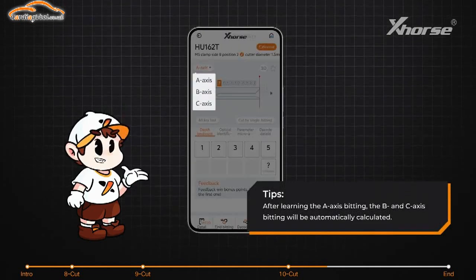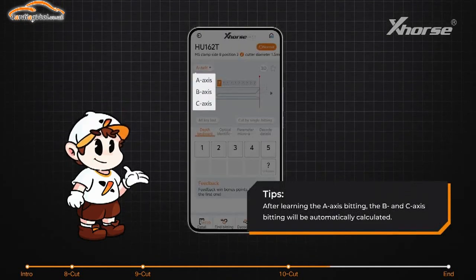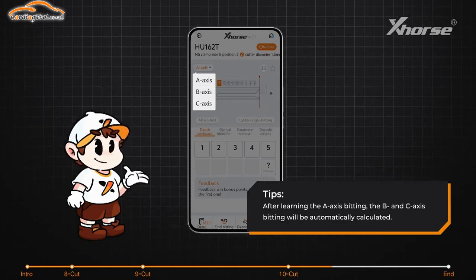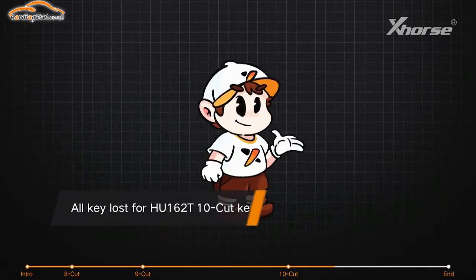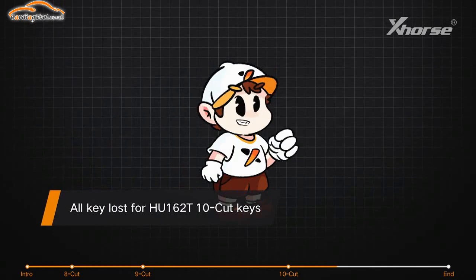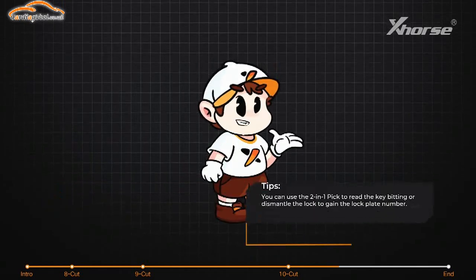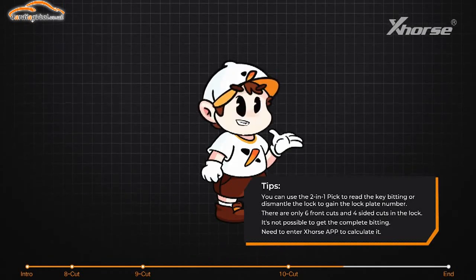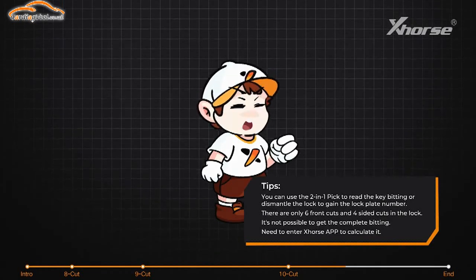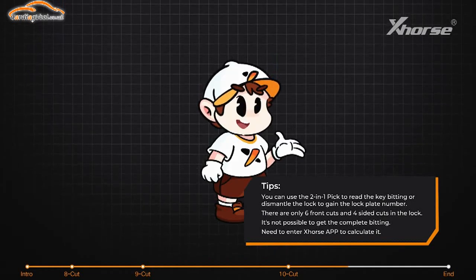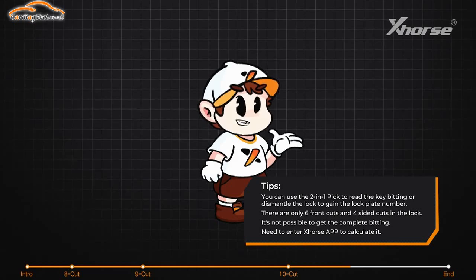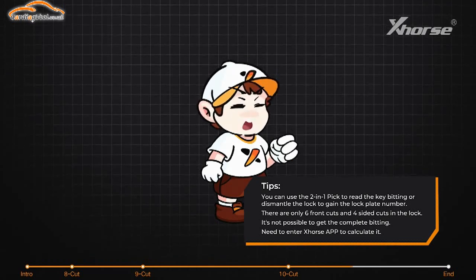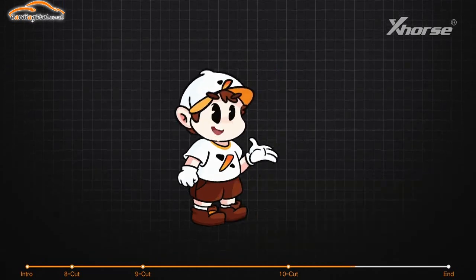Tips: after learning the A-axis bidding, the B and C-axis bidding will be automatically calculated. All key loss for HU162T 10 cut keys. Tips: you can use the 2-in-1 pick to read the key bidding or dismantle the lock to gain the lock plate number. There are only 6 front cuts and 4 sided cuts in the lock. It's not possible to get the complete bidding. Need to enter Xhorse app to calculate it.